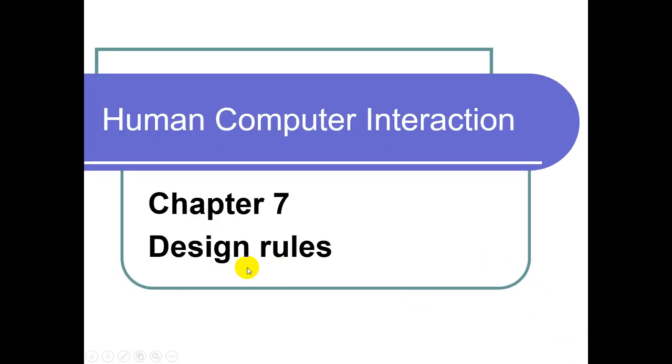Today we are going to study the concept of design rules. As you know, whenever we design a software, we have some goal in our mind that our software must be usable. That means it must provide all the requirements of the user and the user must enjoy using that software. So this is usability. We have different rules to design a software so that it must be usable. Let's start with it.